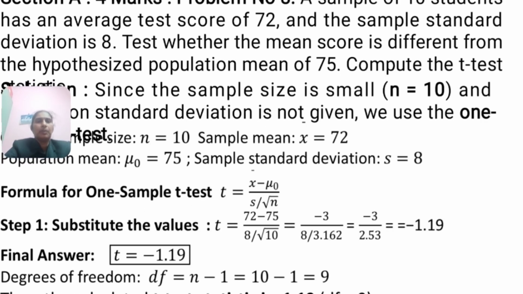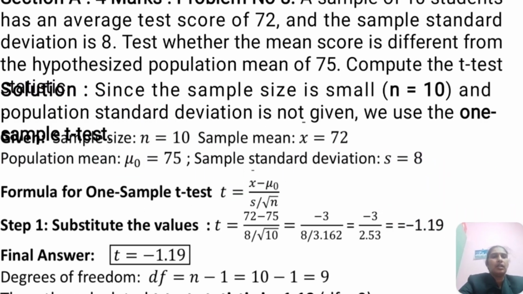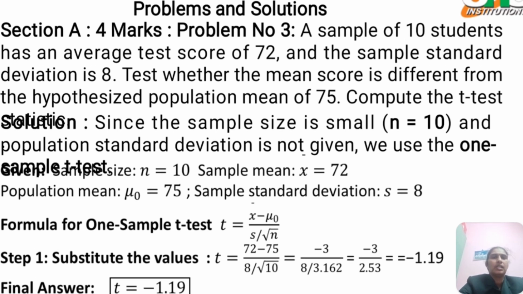Let us consider a problem based on the t-test. Already we have discussed this type of problem, so once again I will recall. There are 10 students and an average score of 72. The sample deviation is 8 and the population mean is 75. You have to apply the t-test.